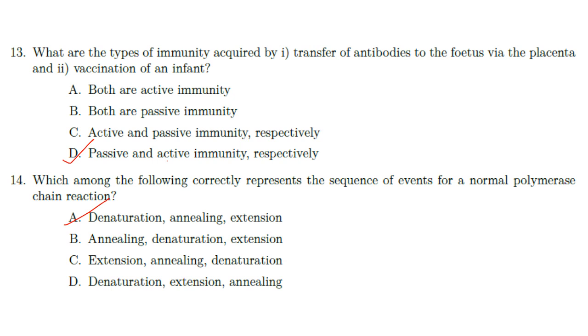Then next one. Which among the following correctly represents the sequence of events for the normal polymerase chain reaction? So it is denaturation, annealing and extension. Denaturation is when the double-stranded DNA is denatured. It separates into two strands. Annealing is where your primers start to bind to the target DNA sequence. That is annealing. Extension is this primer sequence, it will be extended and the DNA will be replicated. So answer here is option A.